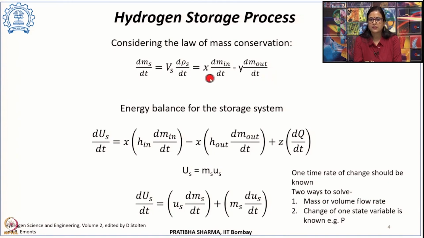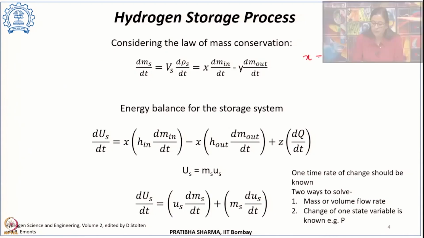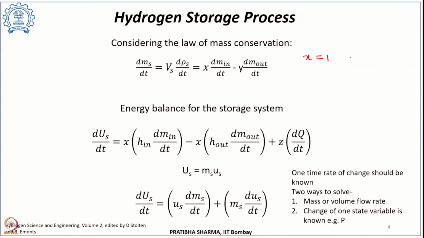These coefficients x and y are used to indicate whether it is a filling process or a removal or withdrawal process. If it is a filling process, then x is equal to 1 and y is equal to 0. However, during the discharge or delivery process, x is taken to be 0 and y is taken to be 1.